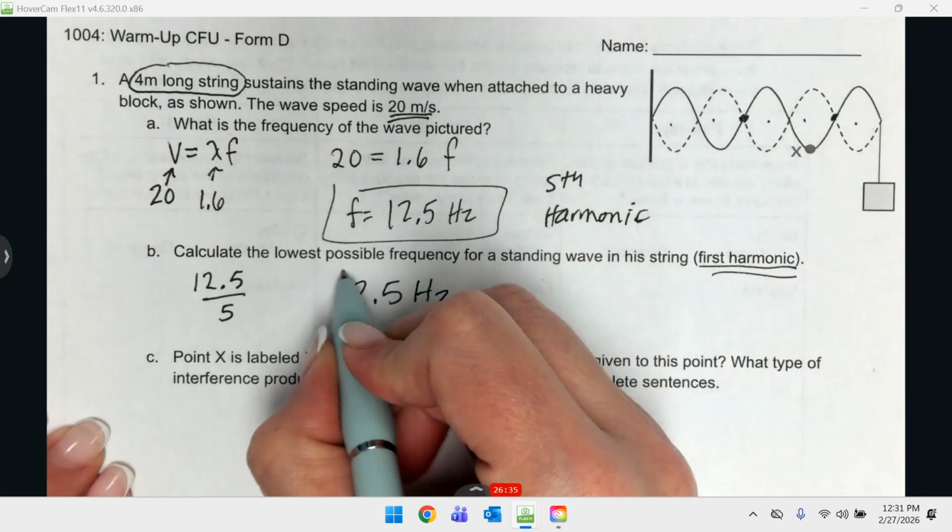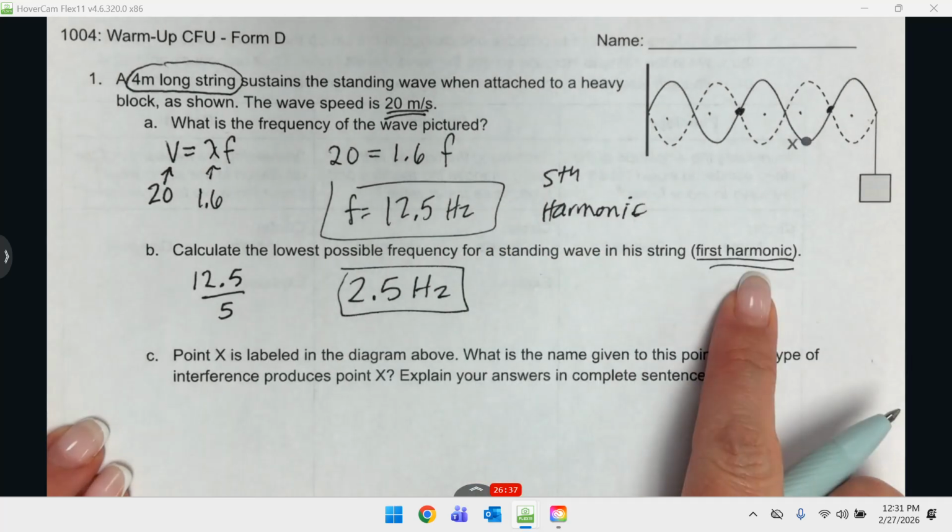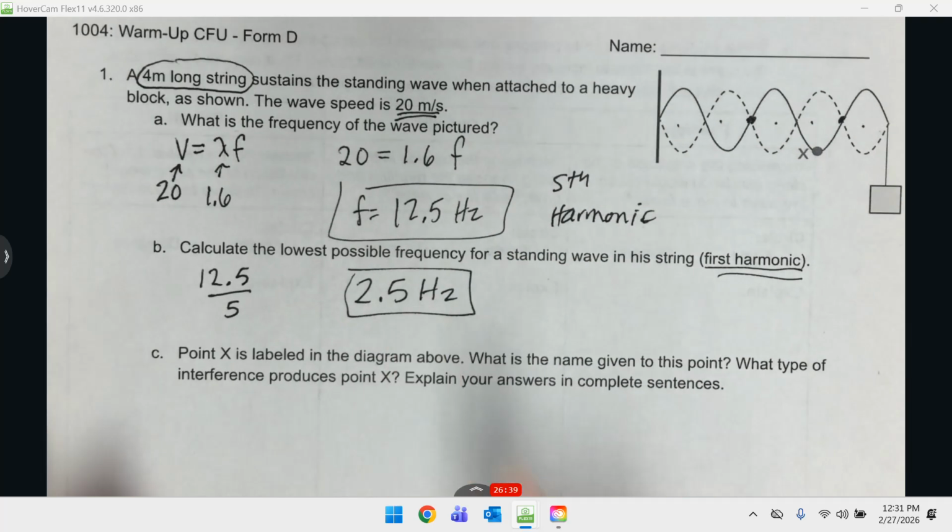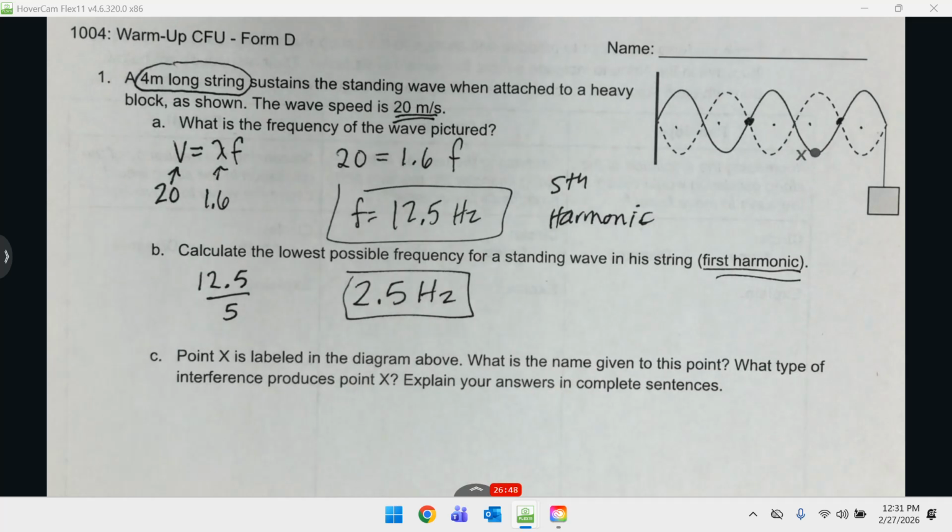All this means is that the first harmonic or fundamental frequency is 2.5 hertz. The second harmonic would be 5. The third harmonic would be 7.5. The fourth harmonic would be 10, and so on and so forth. Fifth harmonic, 12.5. They're all multiples of that value. All right, so that's B.